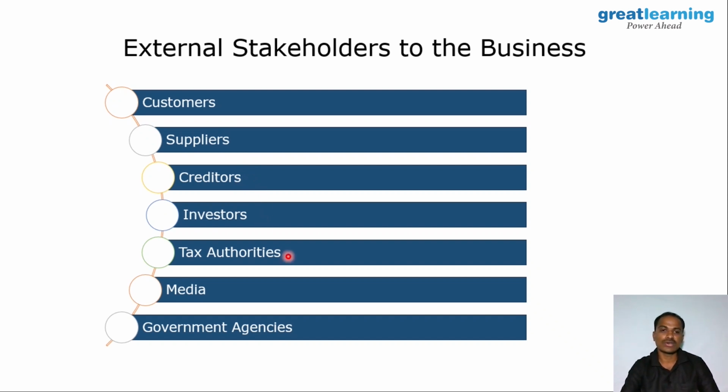the tax authorities. The tax authorities will always be interested in business because they expect every business to pay tax according to the law of the land. The media continuously and closely monitors the functions and the operations of the business. The government agencies will also monitor the activities of business. So these are the external stakeholders to any business.